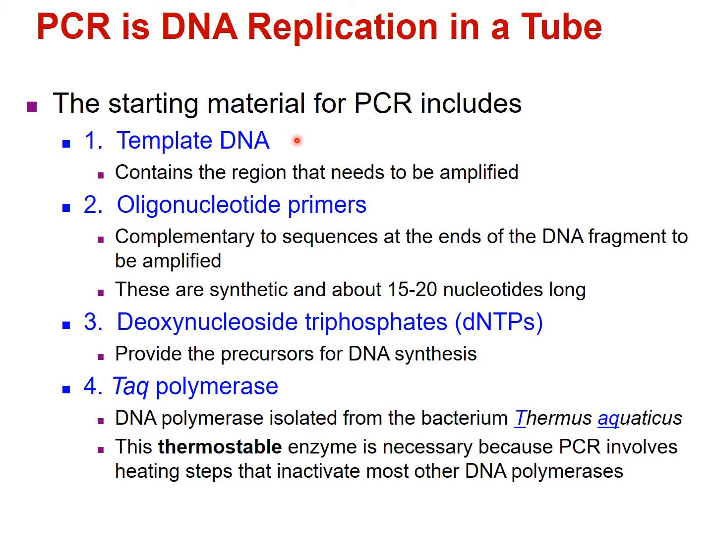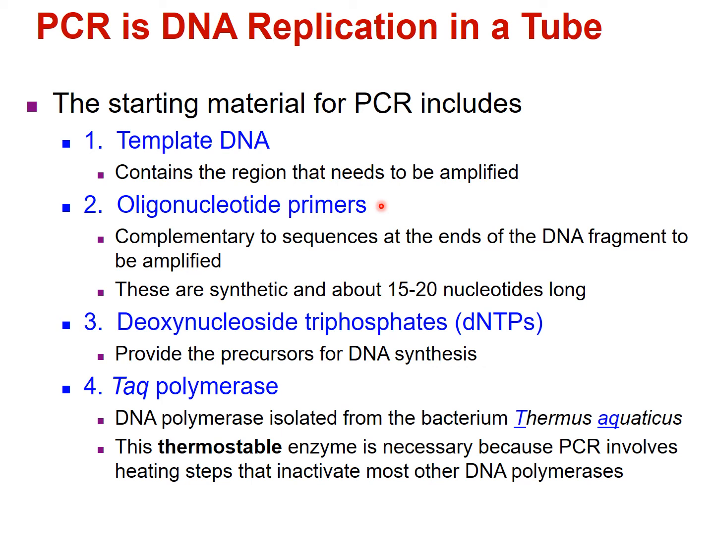But it can be genomic DNA that's been isolated. It can be soil samples where we extract the bacteria and then extract the DNA from them. There can be lots and lots of different places. We're going to need primers. These are also called oligonucleotides. These are going to be complementary to sequences at the end of the fragment that we want to amplify.